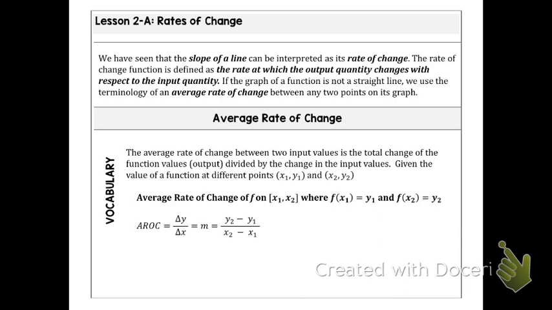So here it says the average rate of change between two input values is the total change of the function values, the output, divided by the change in the input values, given the value of a function at different points x1, y1, and x2, y2. So the average rate of change of f in the interval from x1 to x2, where f of x1 is equal to y1 and f of x2 is equal to y2, is just going to be the same as the slope. It's going to be y2 minus y1 over x2 minus x1.